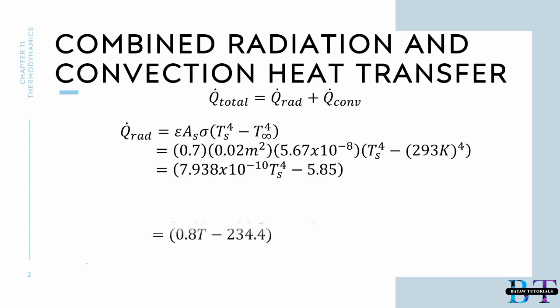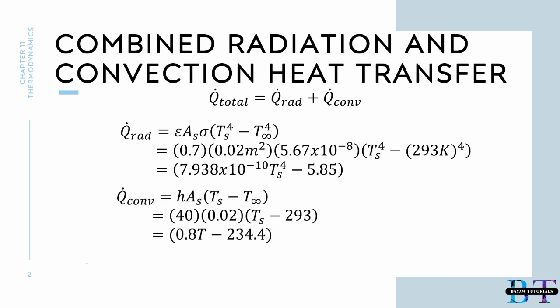Now for our convection, we'll have our heat transfer coefficient and our surface area, and the change in temperature between our surface and our surroundings. So that will be 40 times 0.02 times our missing value of T sub s minus 293, or 20 plus 273. Simplifying that, we'll have 0.8 T minus 234.4.